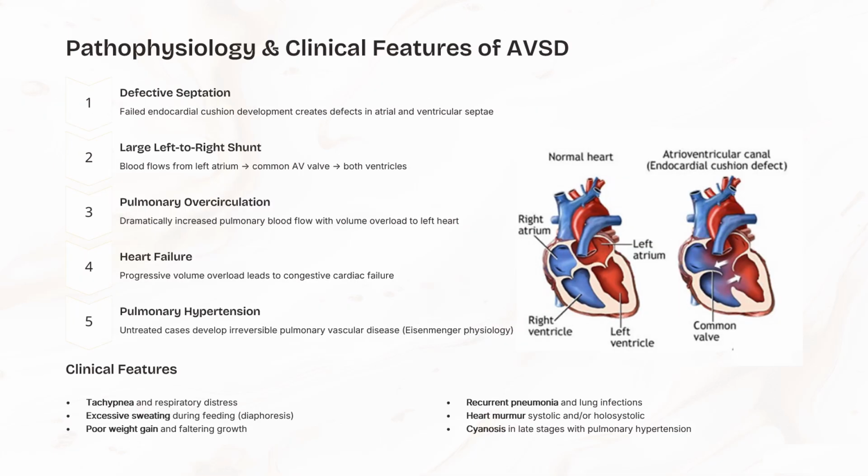Next, we'll discuss the pathophysiology and the clinical features of AVSD. The first one is defective septation. I mean, failed endocardial cushion development. It affects the atrial and ventricular septae. It means a defective septum development between both atrium and ventricle.